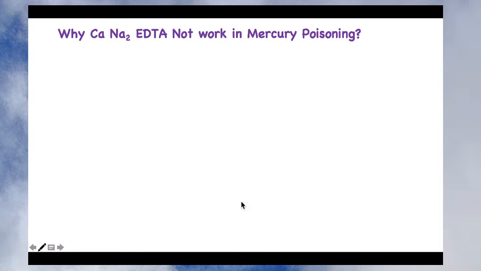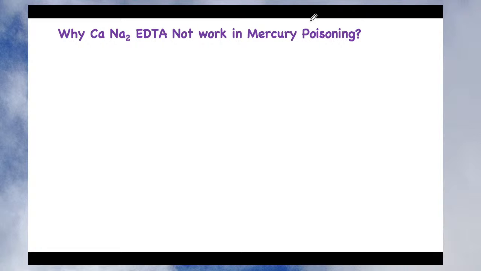Next, we have seen in case of lead, we have used disodium EDTA, and we have also used calcium disodium EDTA. But remember that calcium disodium EDTA does not work in case of mercury poisoning. Now let's see why calcium disodium EDTA does not work in mercury poisoning. So this is the reason.